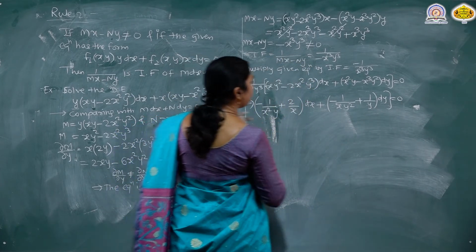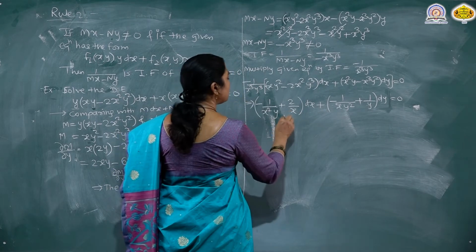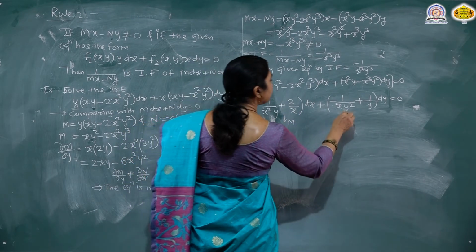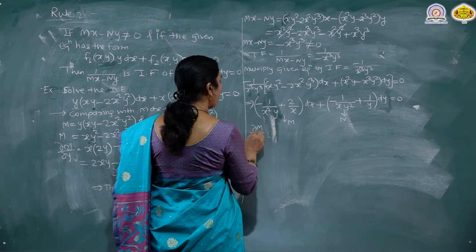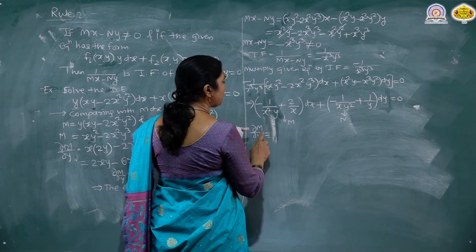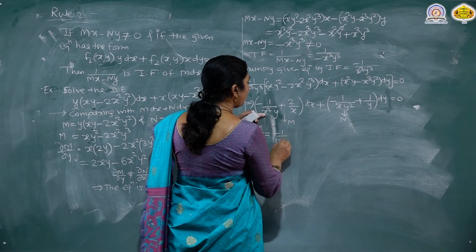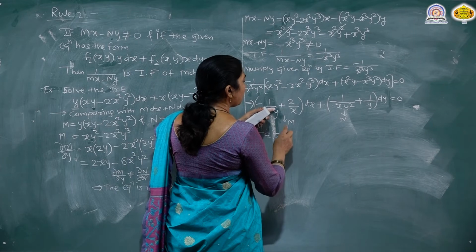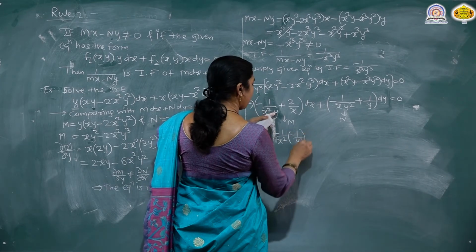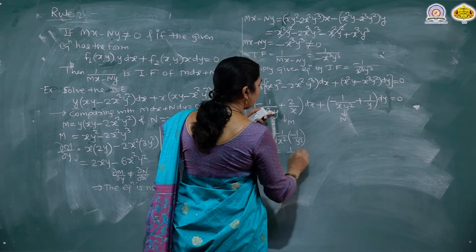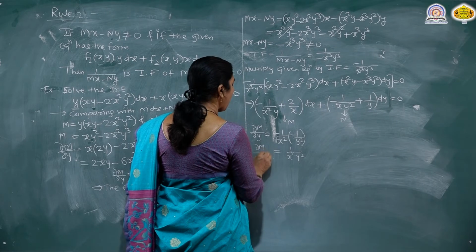So this implies M dx, this value is M and this is N. Observe what is dM by dy. Differentiate with respect to y, treating x constant. So minus 1 upon x square as it is, derivative of 1 upon y is minus 1 upon y square. So it becomes 1 upon x square y square. This is dM by dy.